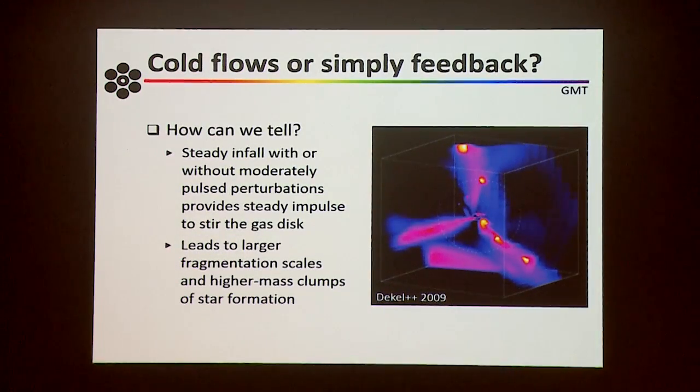Another question is whether there is simply cold accretion, if this is just a very cold, rapid collapse, or whether there is also a feedback mechanism involved here. And the question is, how can we tell? Well, steady infall, whether or not you've got some sort of perturbations on that form from interactions with other objects, does provide a steady impulse which keeps stirring the gas disk, brings you these higher dispersions in the gas, and that leads to these larger fragmentation scales and higher mass clumps when these things are forming stars. And so that's the basic physics behind why we see these clump cluster structures in the very early universe.